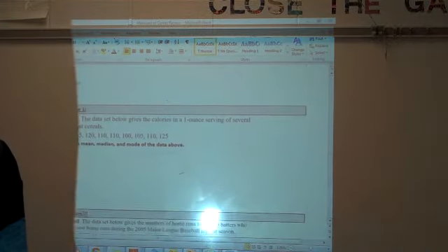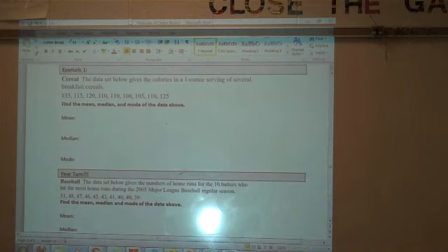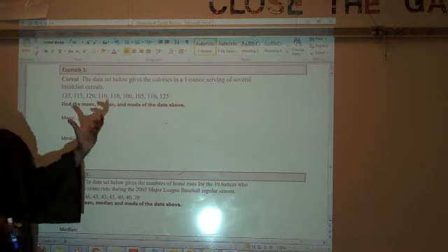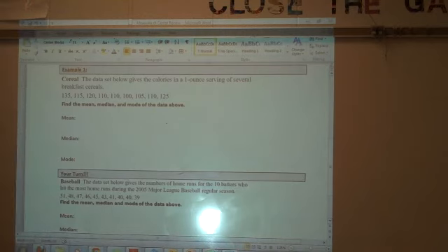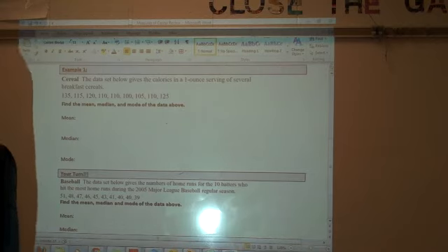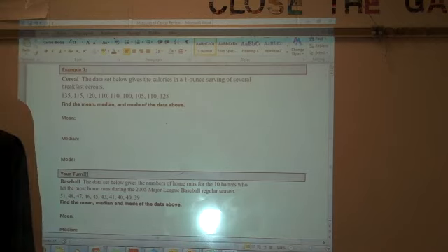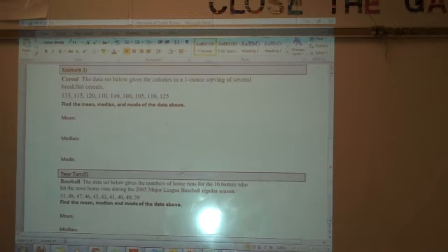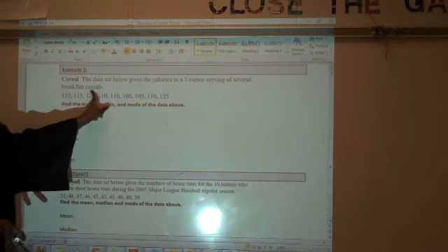So it talks about cereal. This data set, and you have it on your paper, so I won't blow it up too much, talks about the amount of calories in a 1 ounce serving of cereal. Imagine those small little cereal boxes that you get from hotels or the school may give you for breakfast. How many calories are in one of those cereal boxes? So they give us 9 different statistics here.